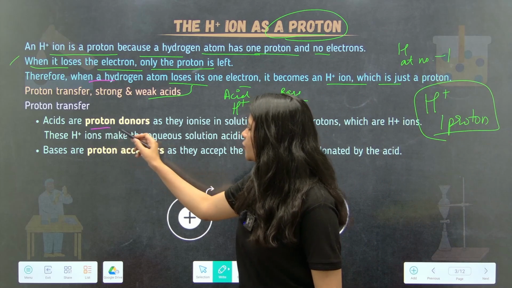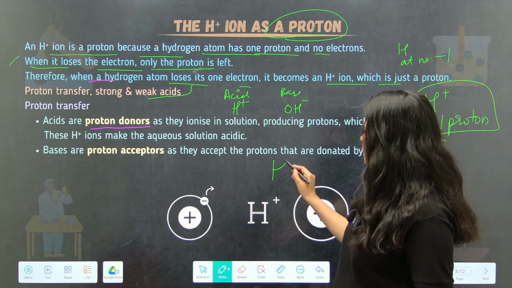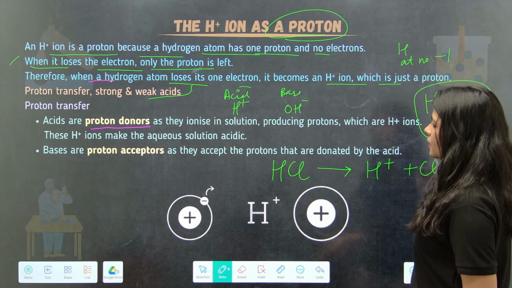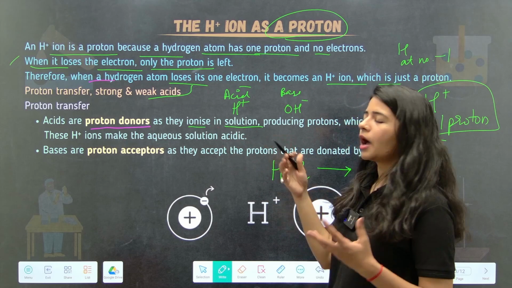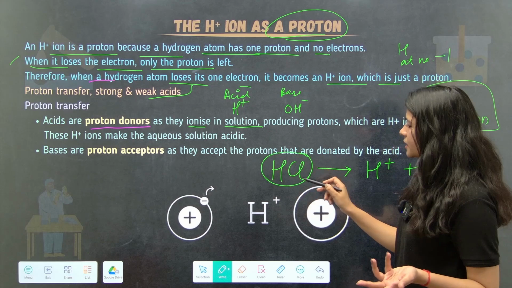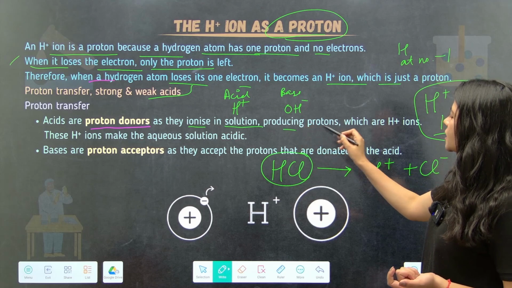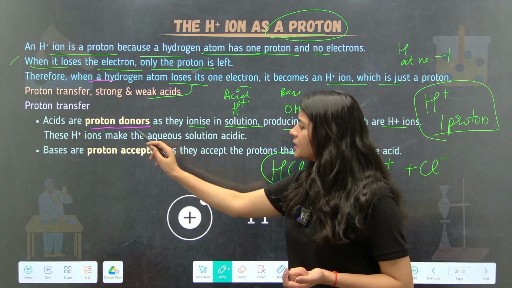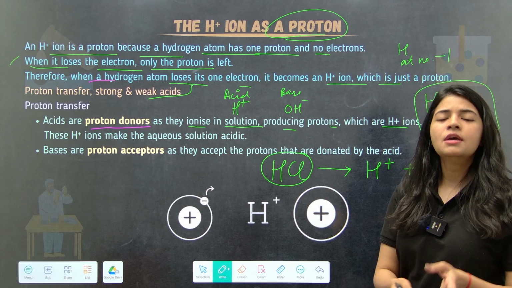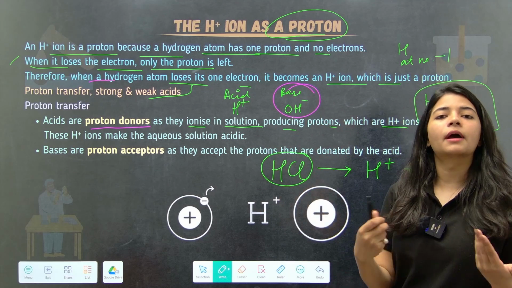Here acids are proton donors. Acids are those substances which can donate H plus. For example, HCl can donate H plus and Cl minus as it ionizes in solution. Ionize means that it breaks down into its ions. HCl here is breaking down into its ions, which are H plus and Cl minus. Next is producing protons, which are H plus ions. These H plus ions make the aqueous solution acidic. So because of the presence of H plus or proton, the solution becomes acidic, and because of the presence of OH minus, the solution becomes basic.